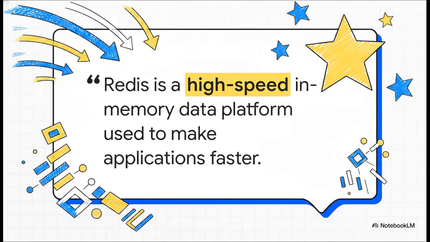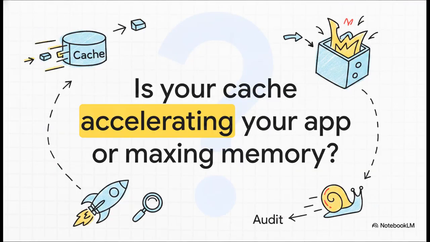I think this quote perfectly summarizes everything we've broken down today about how to correctly position this technology. Redis is a high-speed, in-memory data platform used to make applications faster and support real-time backend features. It is an absolutely incredible supporting actor, but it should not be cast as the only star of your data show.